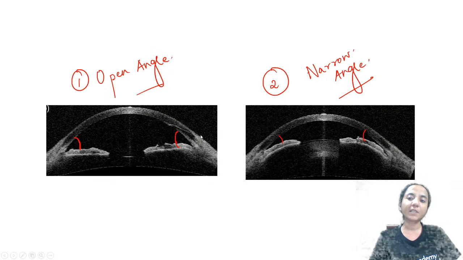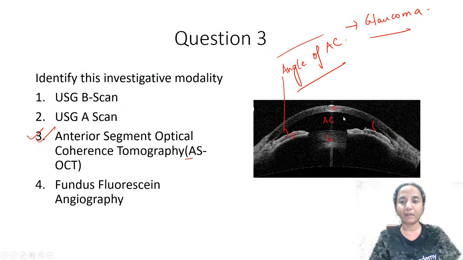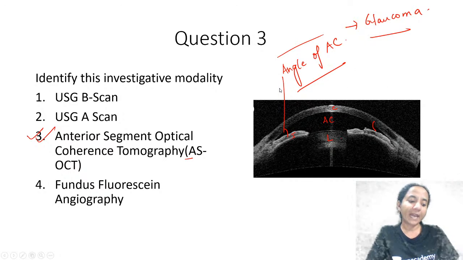It of course helps us to study the other structures in the anterior segment like cornea, lens, iris, anterior chamber, etc. But it has a special use in classifying glaucoma as OAG and ACG. So that is the importance of this investigative modality.